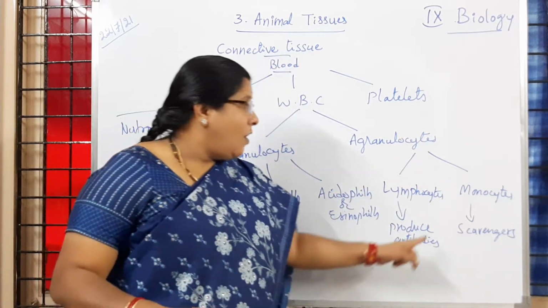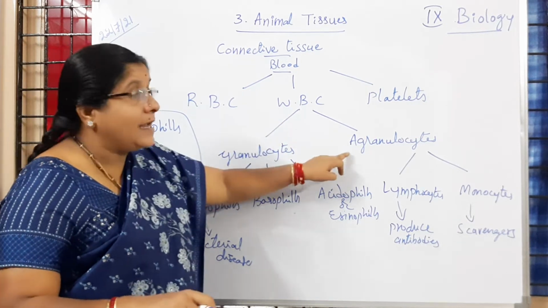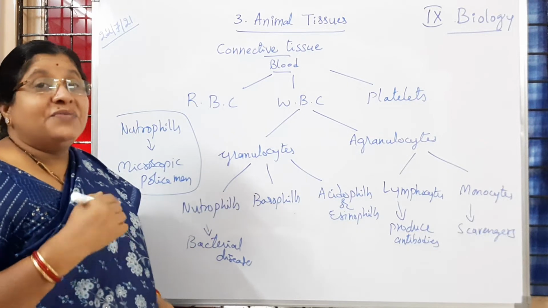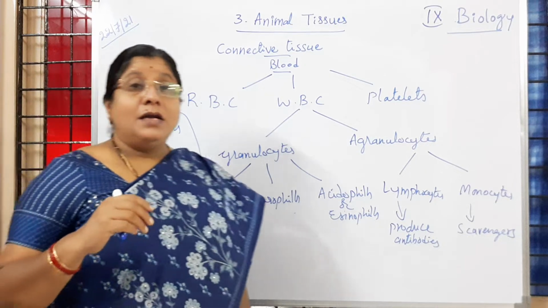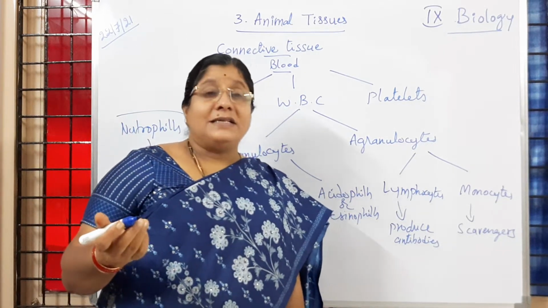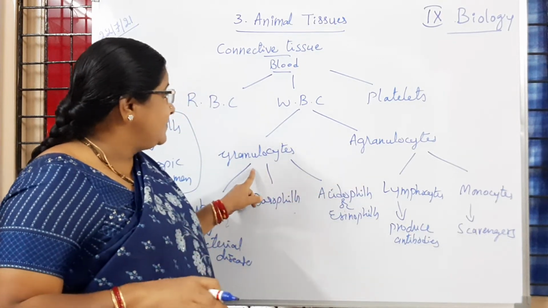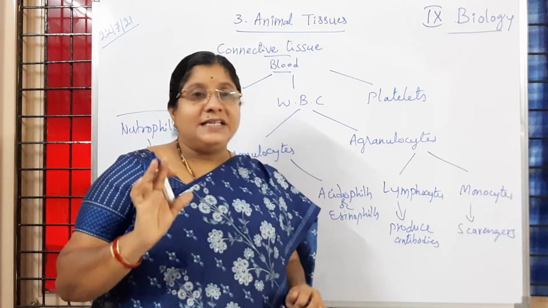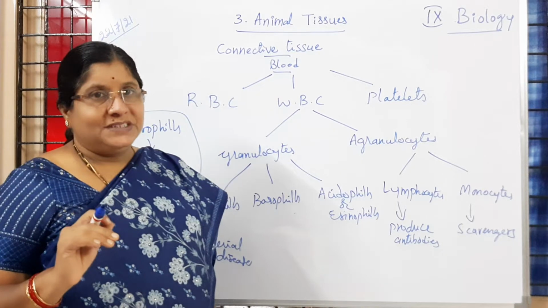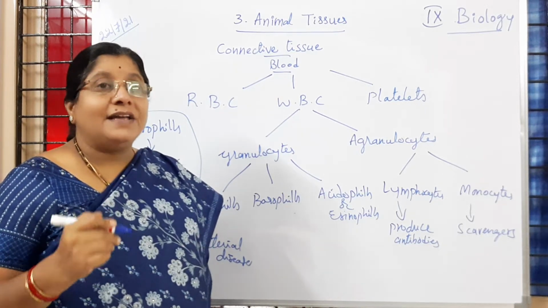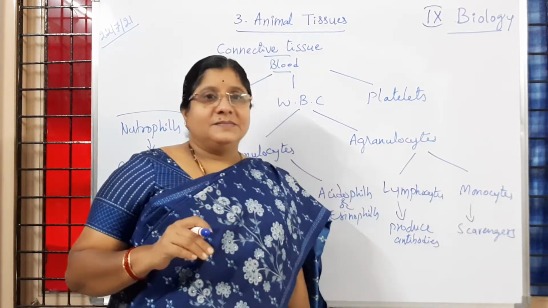So like that, all the WBC, granulocytes or agranulocytes, perform different functions. Viral infections, bacterial infections, or protozoan parasitic infections, all will be controlled because of these different kinds of granulocytes or agranulocytes. Basically they help in maintaining the immunity of our body. Is it clear to children? Immunity means strength against diseases.